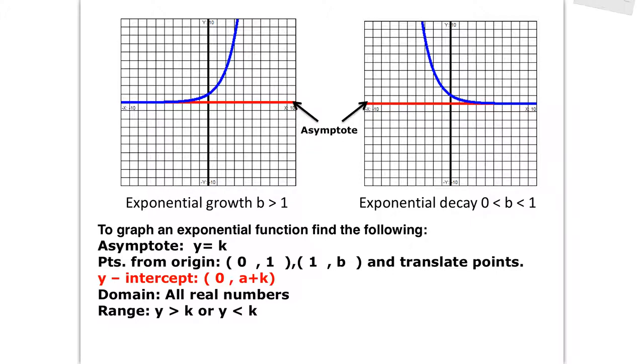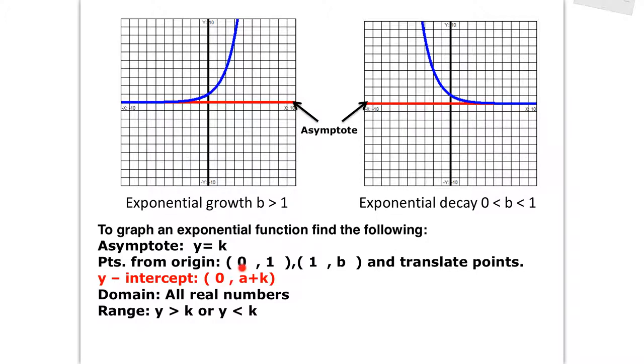The first thing you need to know is if it's exponential growth or decay. That's the most basic thing you need first. The second thing is you are going to look for the asymptote. The asymptote is going to be a horizontal line, and the equation for the asymptote is going to be y equals your k value. The k value is the one at the end, and if you don't have a k value, it's going to be 0, so you have y equals 0. If you have a k, let's say a plus 2, then you will have y equals positive 2.